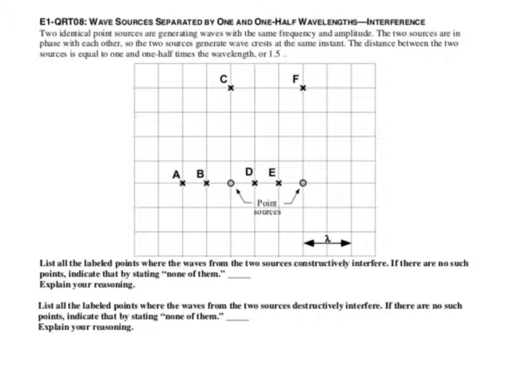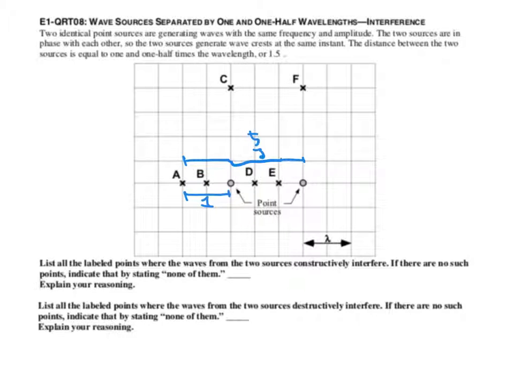List all of the labeled points where the waves from the two sources will constructively interfere, and then list all the points where they destructively interfere. Remember, they will constructively interfere where they add, which means that they are one wavelength apart from each other at the point of interest. So for instance, if we look at point A, it is one wavelength away from the left source, and it is 5/2 wavelengths from the right source.